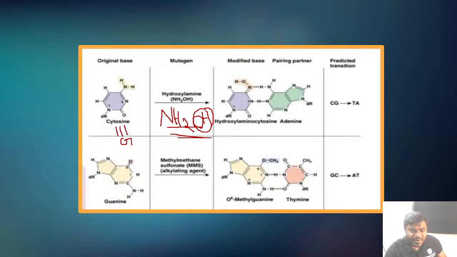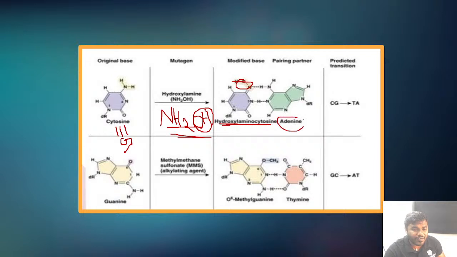You don't need to remember the structures at all, friends, but I am telling you what happened. This hydroxyl group is added at the amino group. Then what do we call it as? I call it hydroxylaminocytosine. Here cytosine originally paired with the guanine, but because of the addition of this particular OH group, it is converted into hydroxylaminocytosine. Hydroxylaminocytosine never ever pairs with the guanine.